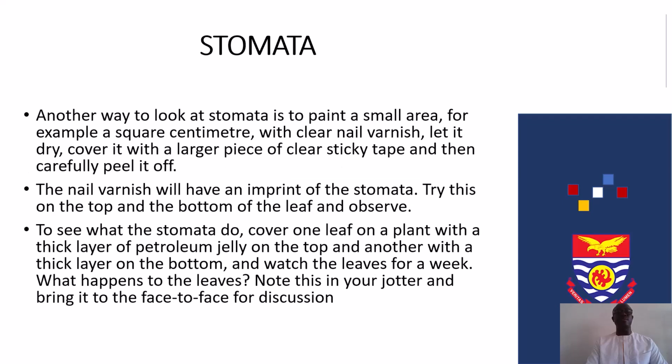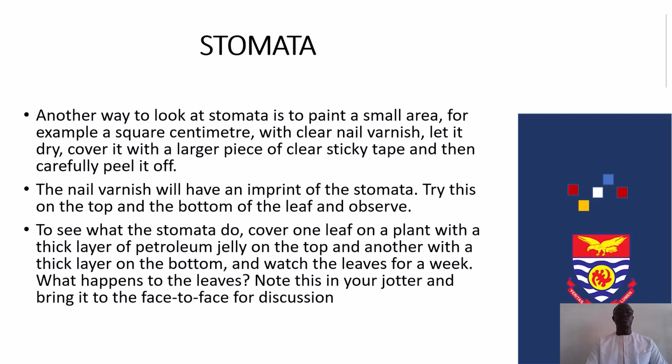Another way to look at stomata is to paint a small area, for example, a square centimeter, with clear nail varnish. Let it dry. Cover it with a larger piece of clear sticky tape and then carefully peel it off. The nail varnish will have an imprint of the stomata. Try this on the top and the bottom of a leaf and observe.